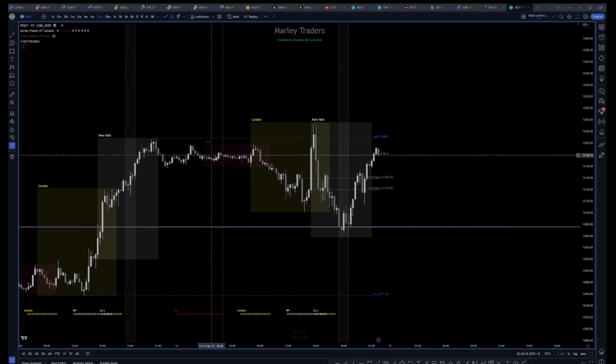So you see, this was the accumulation I talked about. There is an accumulation in Asia. The Asia session is always, I don't want to say always, but most of the time, the accumulation. And then London can have manipulation and distribution in New York. So yeah, this is what you see.